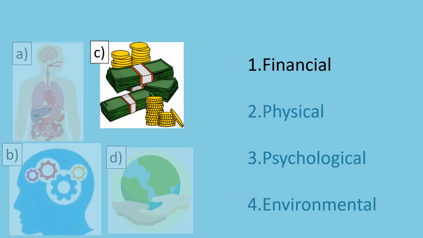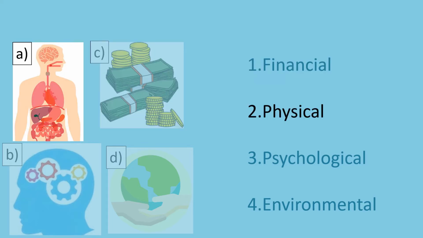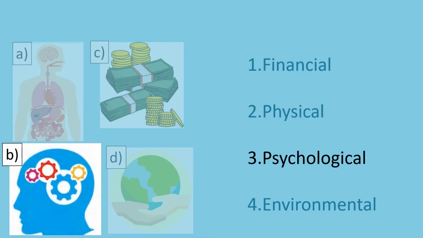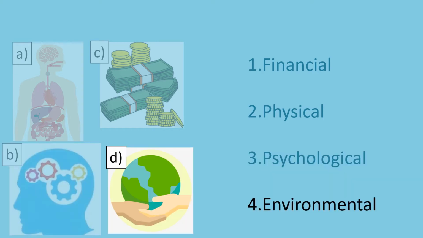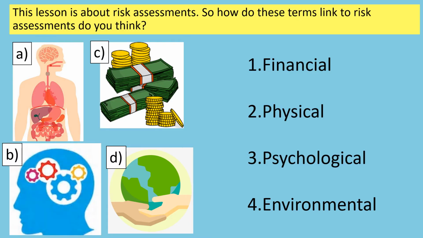So C was number 1, financial. A was number 2, physical. B was number 3, psychological. And that means D is number 4, environmental. But what on earth could all of these things actually link to?